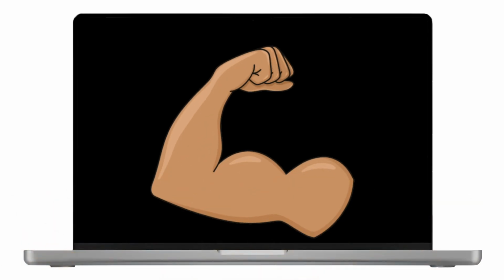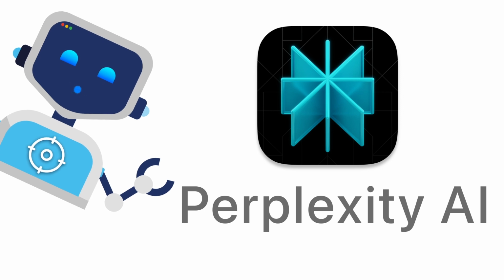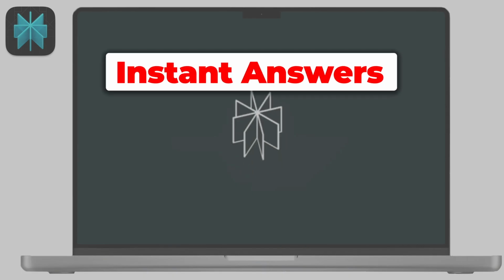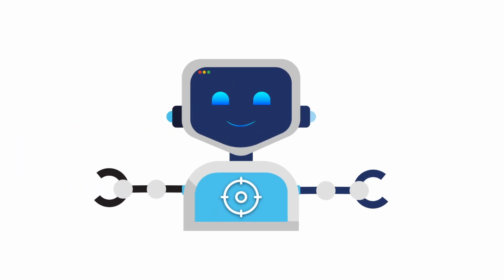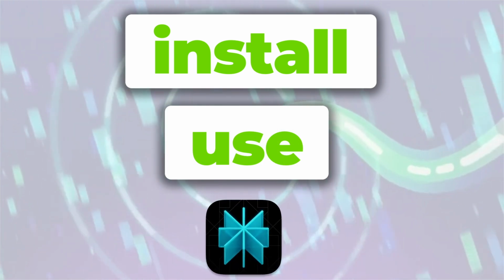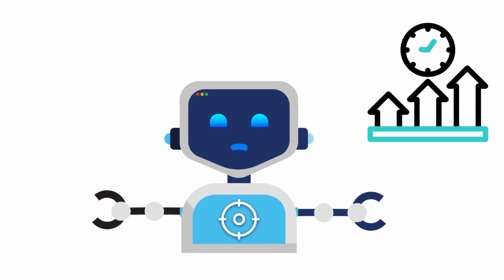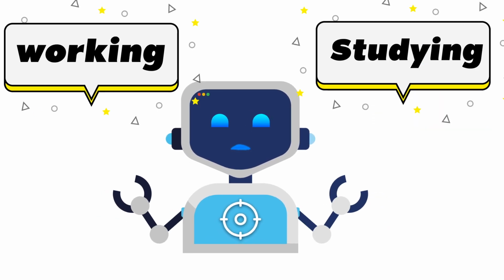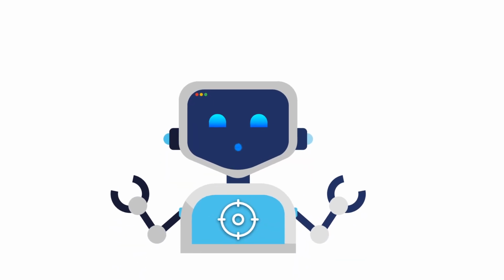Your Mac is powerful, but what if it could be smarter? Meet Perplexity AI, the ultimate tool for instant answers, smarter workflows, and organized thoughts, all at your fingertips. In this video, I'll show you how to install, use, and master Perplexity AI to supercharge your productivity and get more done faster. Whether you're working, studying, or just managing your day, this is the game-changing tool you've been waiting for.